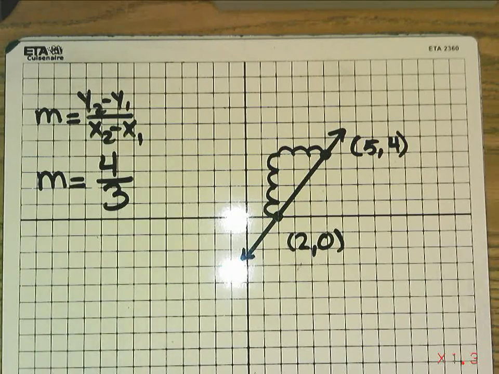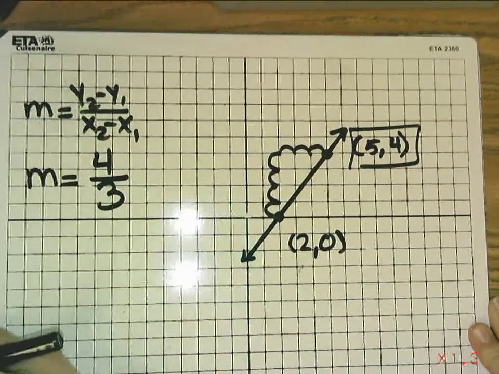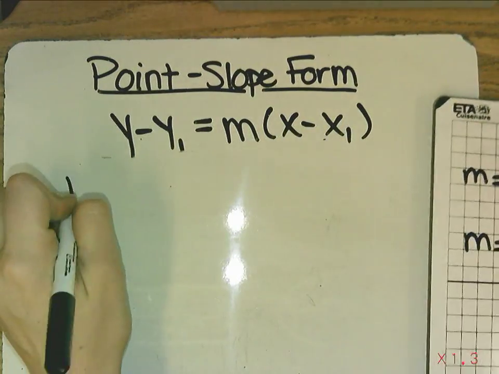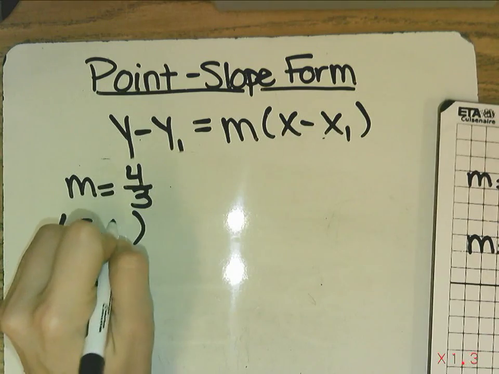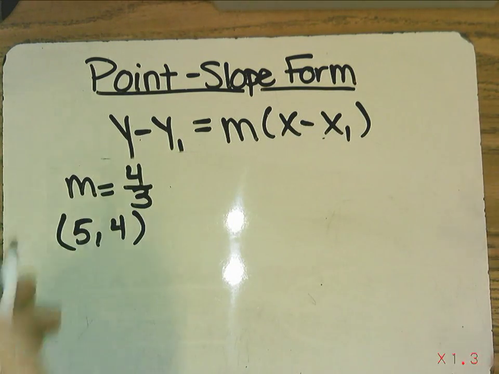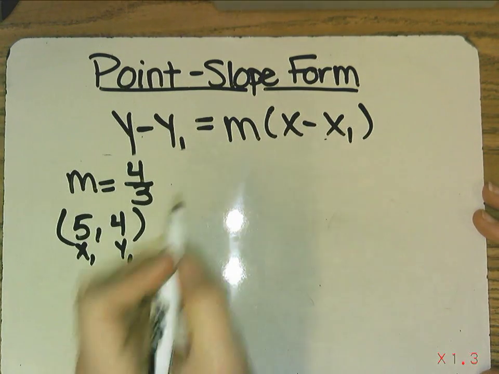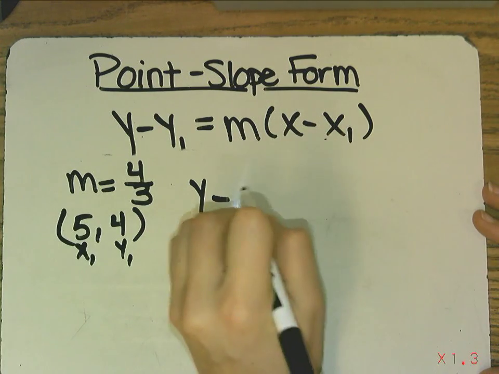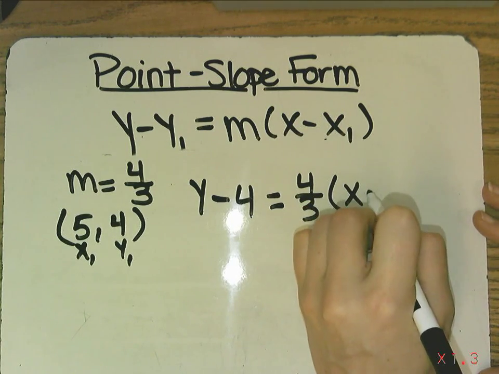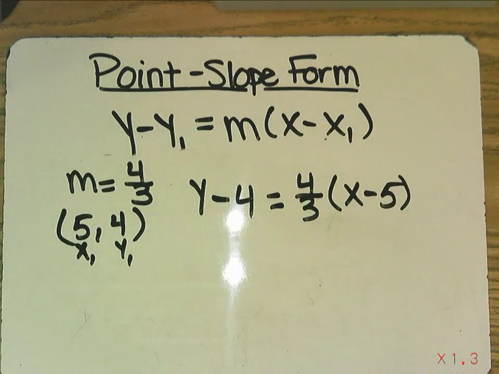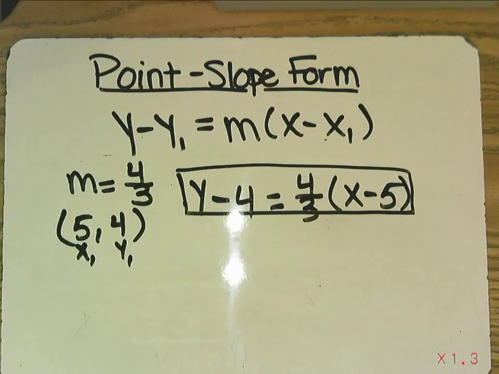The next thing I'm going to do is pick one of my 2 points. Right now I'm going to pick this point, 5, 4. So let me go back to this board. I now know that the slope of my line is 4 over 3, and the point that I've chosen is 5, 4. So now I'm just going to label this x1 and y1, and I'm going to plug that information into my point-slope form. So I'll have y minus 4 equals 4/3 times x minus 5. And that's my equation.